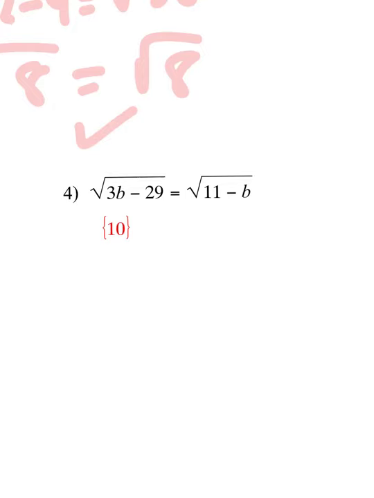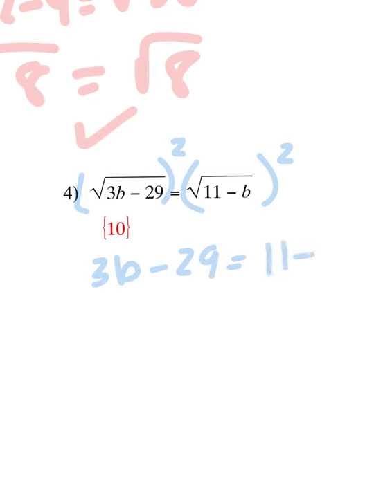Okay, number 4. Again, you want to get rid of the square roots. So we're going to square both sides. All right, these problems are pretty straightforward once you get rid of that step. 3b minus 29 equals 11 minus b.